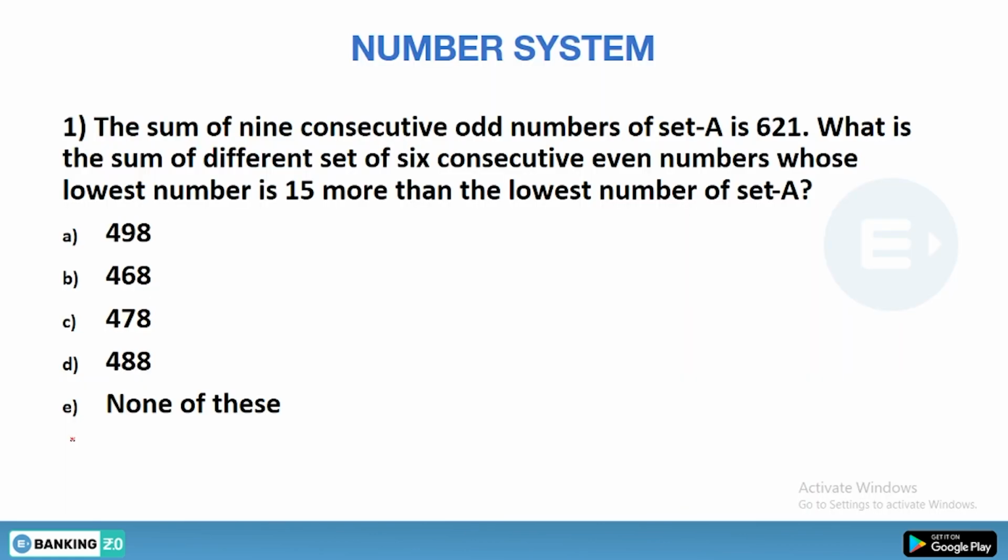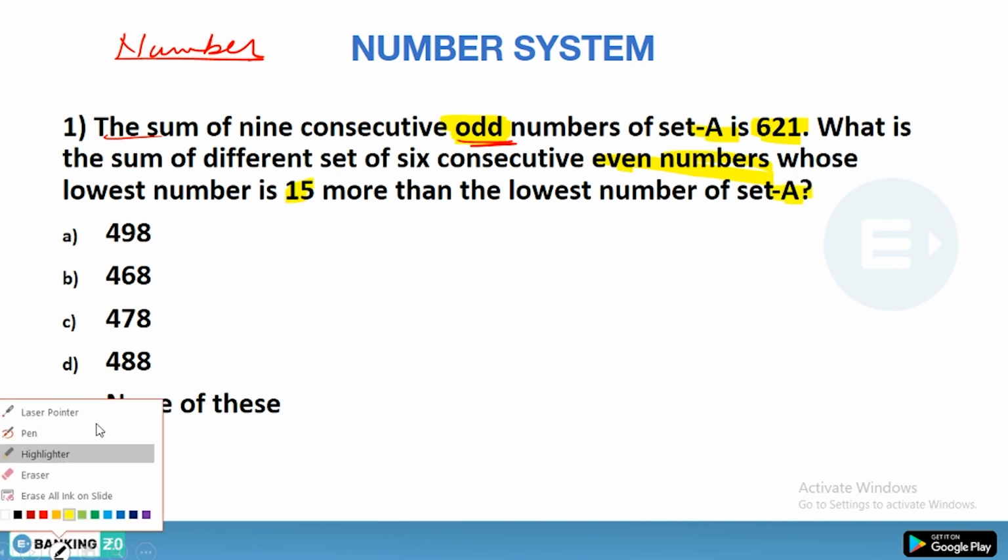Alright, number system belongs to certain questions on numbers, so you should remember. Look at this question. The sum of 9 consecutive odd numbers. It is given as odd, and I am going to give you a very important trick to solve this kind of question. These are odd numbers, set A, and their sum is 621. What is the sum of a different set of 6 consecutive even numbers whose lowest number is 15 more than the lowest number of set A? Now let me get you the question.